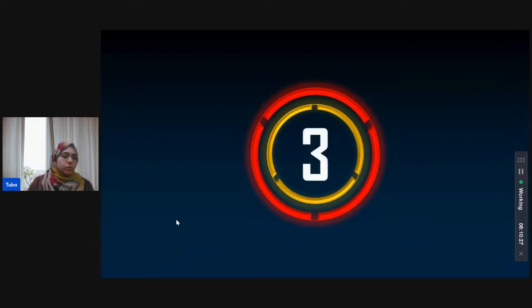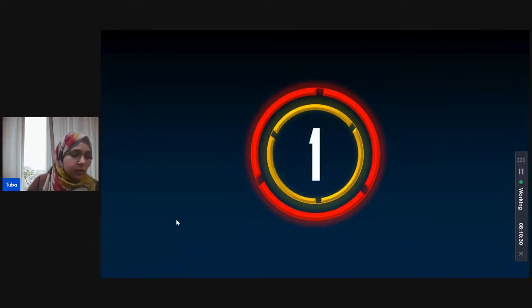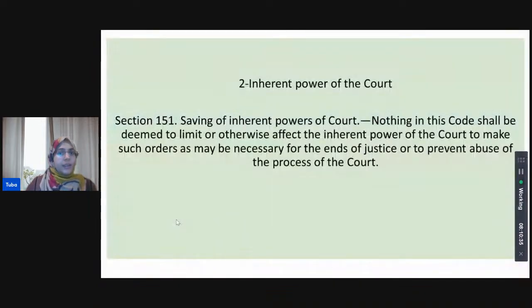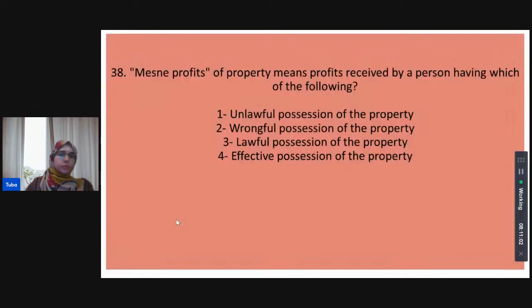All right, so Shaktija thinks it's discretionary, and Vijay and Chetan think it's inherent. It is inherent. So we go through Section 151 for this because it saves the inherent powers of the court and states that nothing in this code shall be deemed to limit or otherwise affect the inherent power of the court. So it states that this power is already within the court to make orders as may be necessary for achieving ends of justice and preventing the abuse of the process of the court. So that is the inherent power of the court. Yes, Shaktija, that is option number 2.